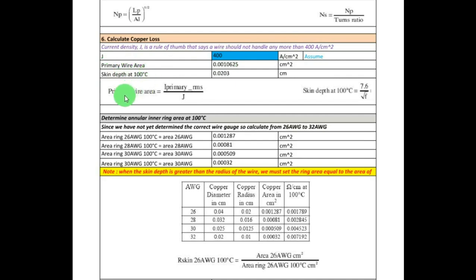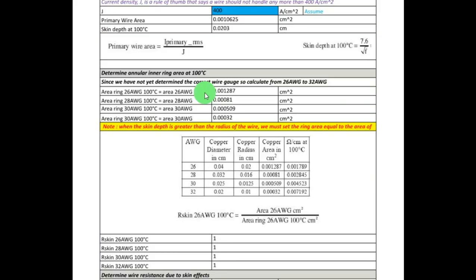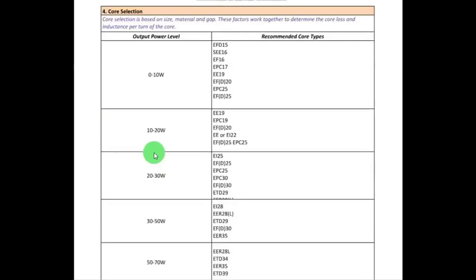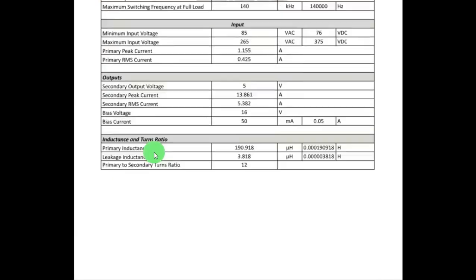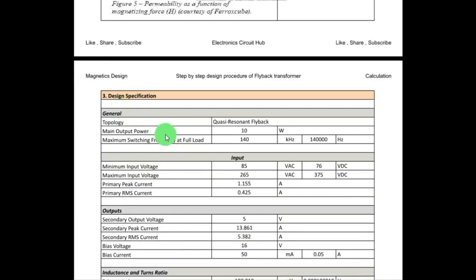So how will you calculate? To calculate the primary wire area, you need to use this formula: I primary RMS divided by current density, and skin depth at 100 degrees is 7.6 divided by the square root of frequency. So guys, until now, what you have done is you got your design specification.